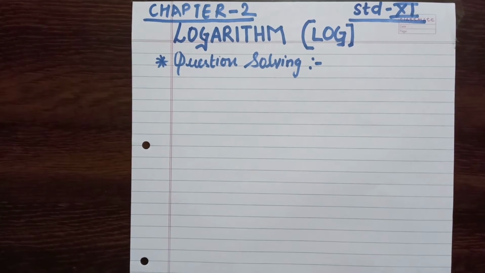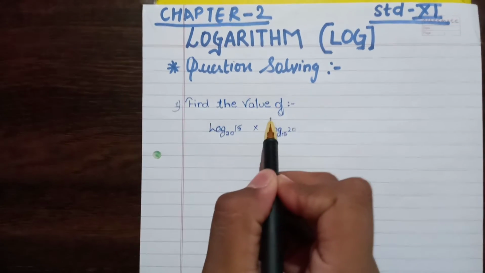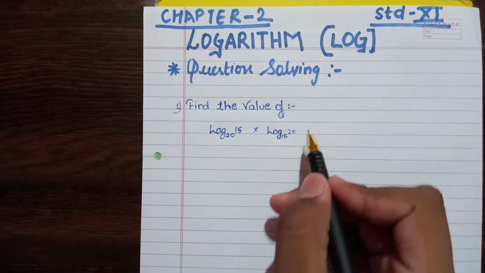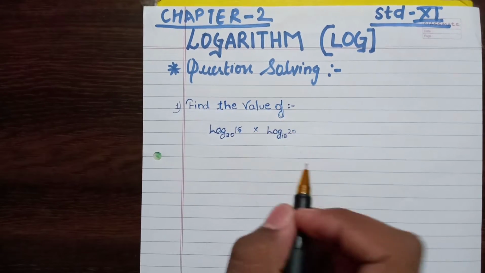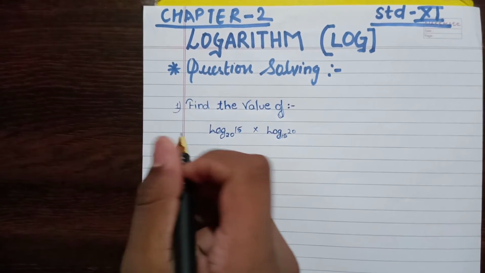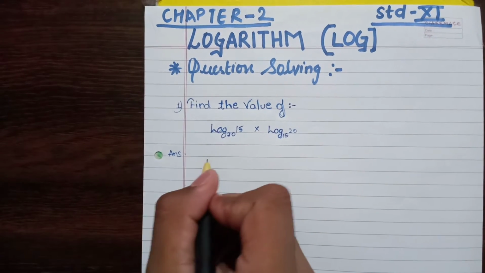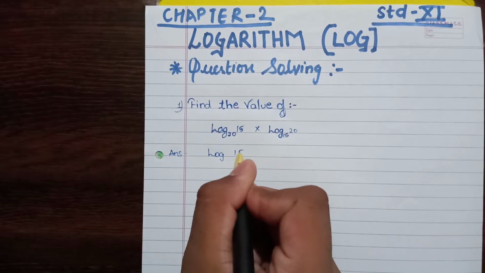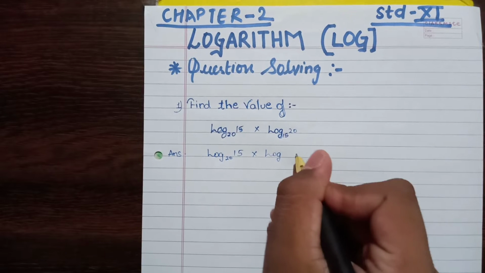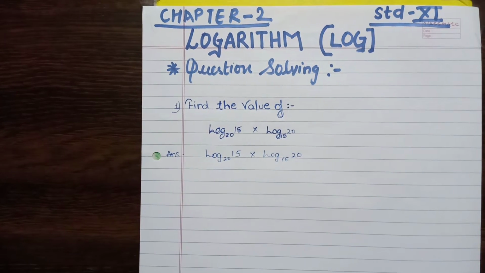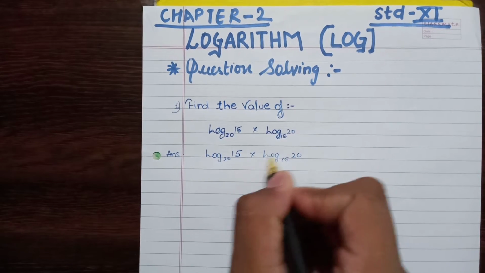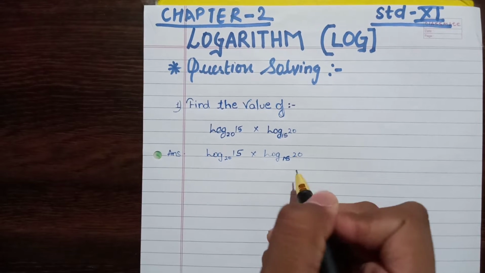So our very first question would be, find the value of log 15 base 20 into log 20 base 15. So we'll solve it stepwise. First I'll write the answer, and first we'll copy down the question, which is log 15 base 20 into log 20 base 15. You'll see that opposites are given over here, 15 base 20 and 20 base 15.